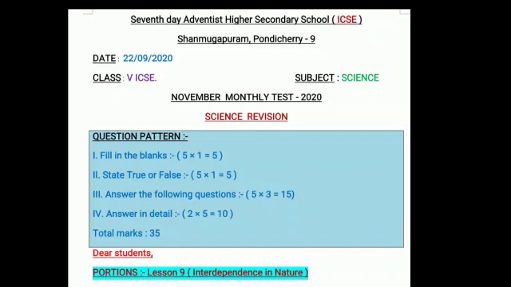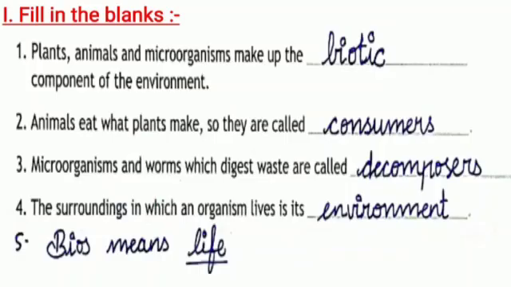So first we'll revise the fill in the blanks. First, plants, animals and microorganisms make up the dash component of the environment. Students, plants, animals and microorganisms make up the biotic component of the environment. So what is the spelling of biotic? B-I-O-T-I-C, biotic.